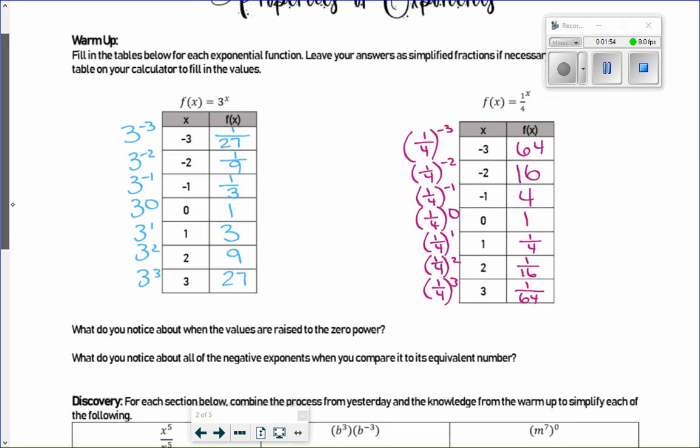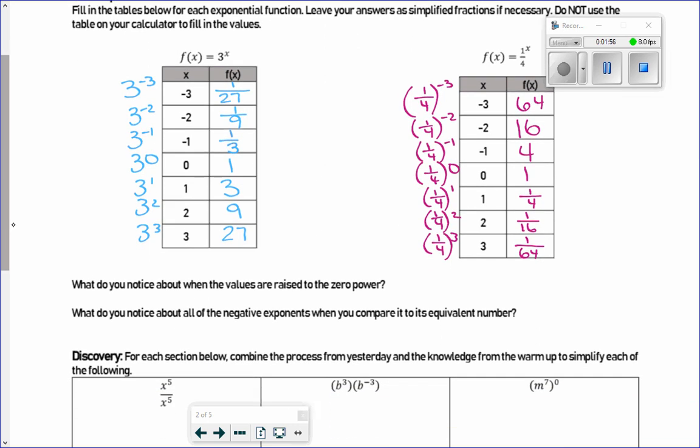All right, so one thing that was noticed about the values raised to the power of 0, in both situations, raising to the power of 0 gave us a value of 1. Really, any number raised to the power of 0 will give you 1, with one exception. There's one number that won't work for this: 0. X cannot be 0. But any other value raised to the power of 0 will give us 1. And I'll talk about why that is real soon.